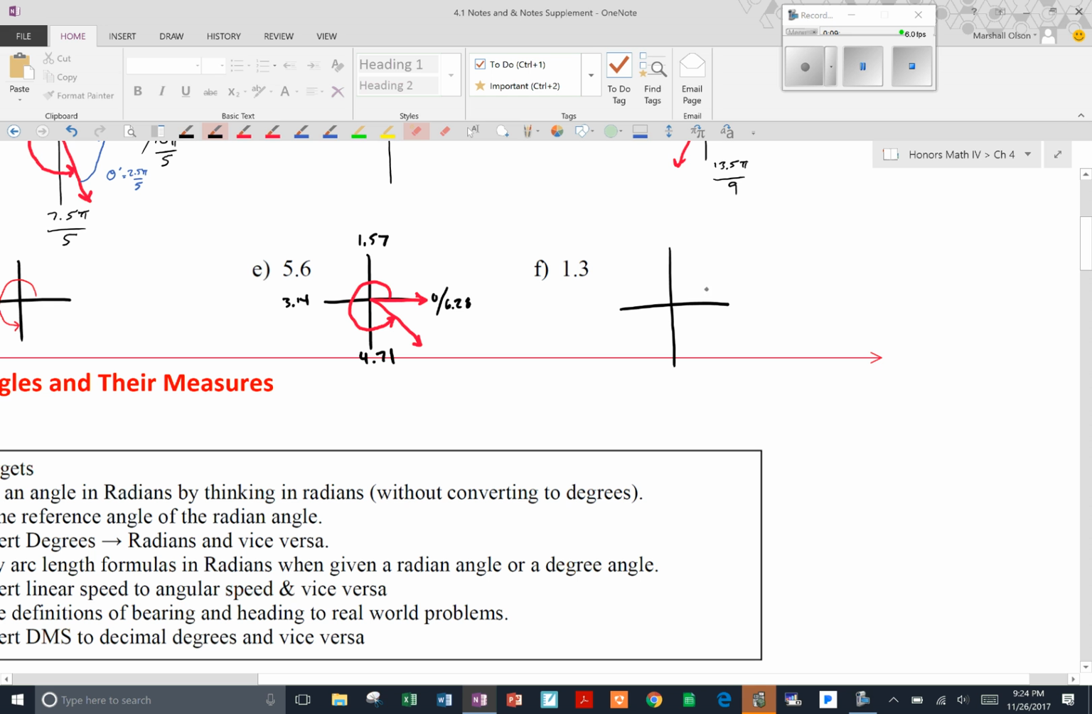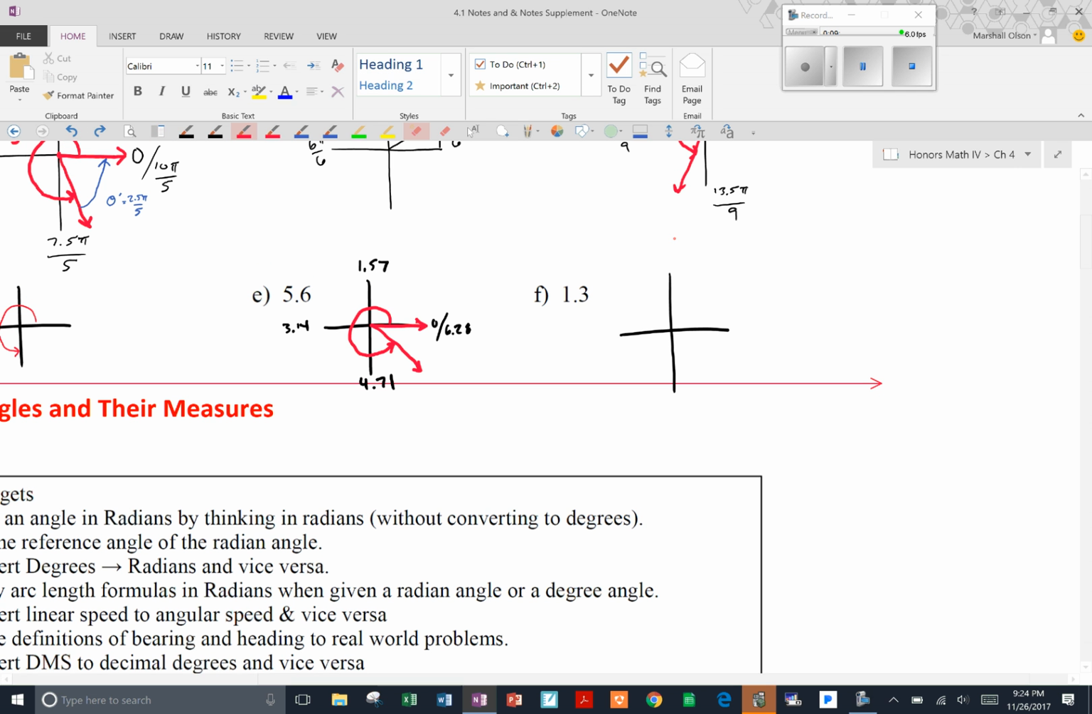1.3, if we use the values that we had here, 1.3, we know 1.57 is the same as that pi over 2, so 1.3 is going to be somewhere in this area right here. So there's my initial and my terminal. There's 1.3.